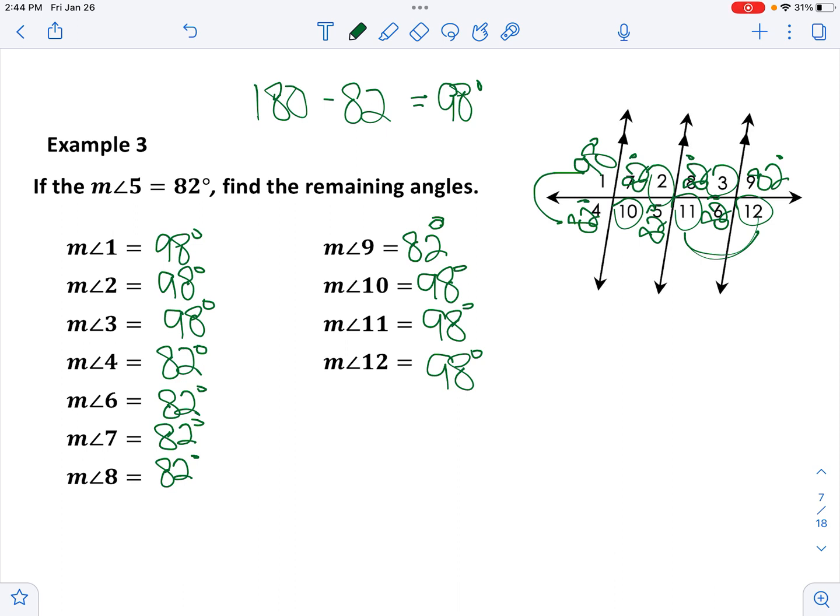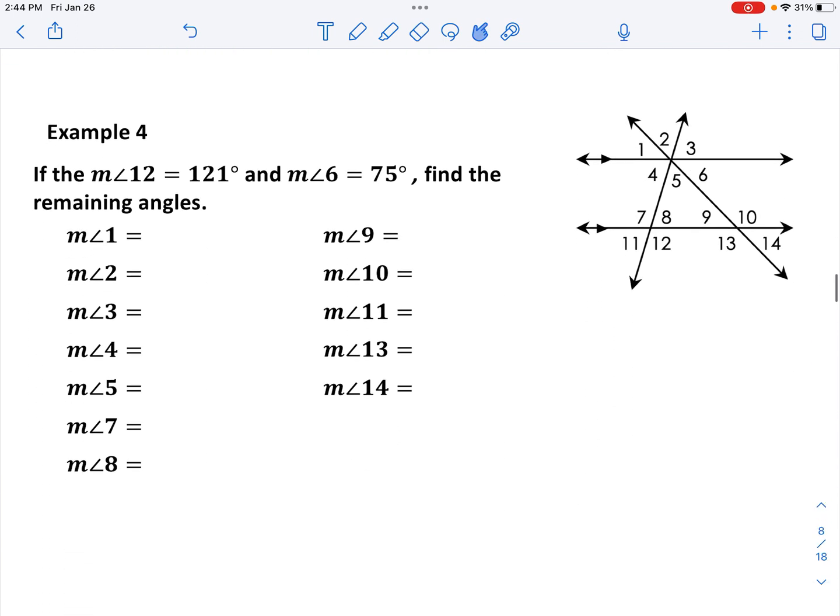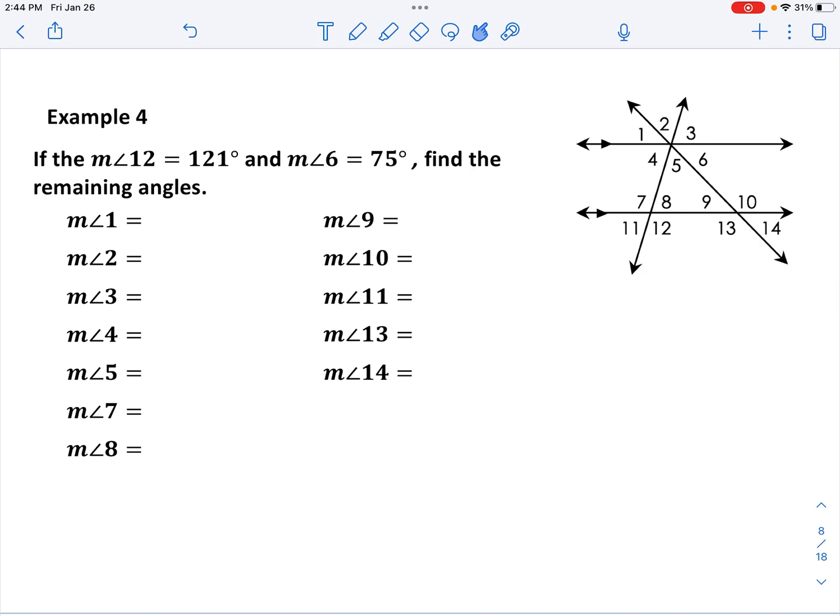So a lot of angles, right? But still doable. And I drew a lot of things on here, so maybe that made it a little confusing. So hopefully that makes sense to you. Okay, I want to do another one. Let's try this one here.